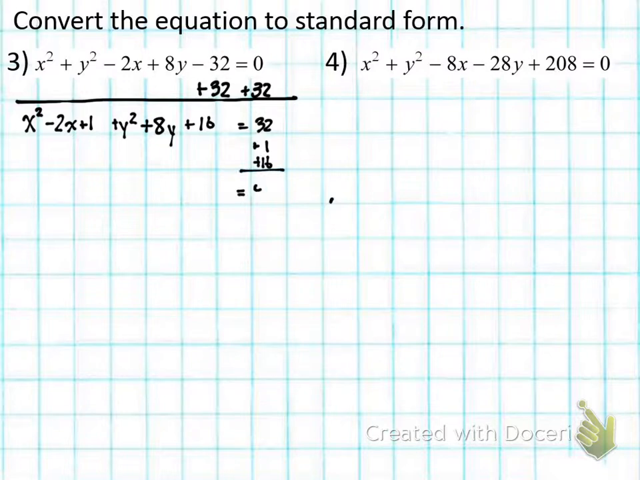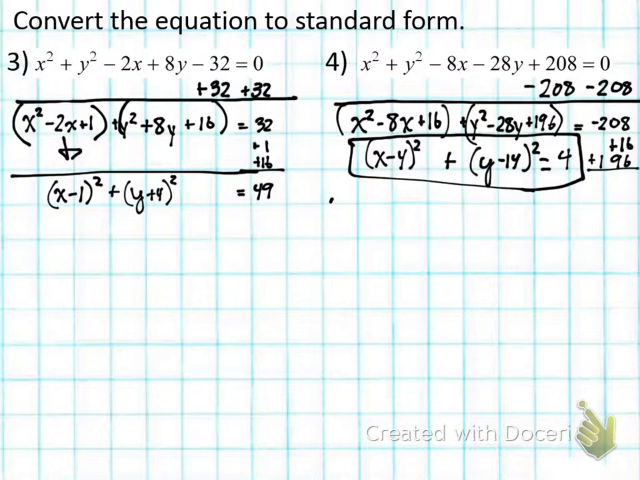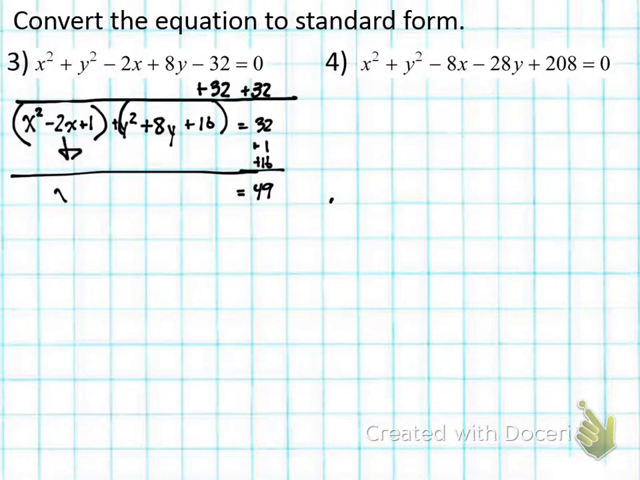If I add up the right side, I get 49, and then I bring the left side down. We got 2 perfect square trinomials. Let's put parentheses around them so it's a little easier to see. Doesn't change anything. x squared. What's the square root of x squared? x, good. Then it's x minus 1 squared, and the square root of the second trinomial is going to be y plus 4, all squared, which is all equal to 49.